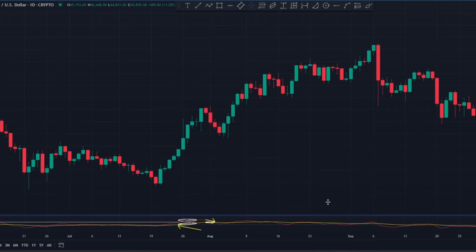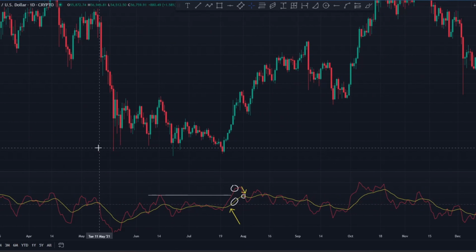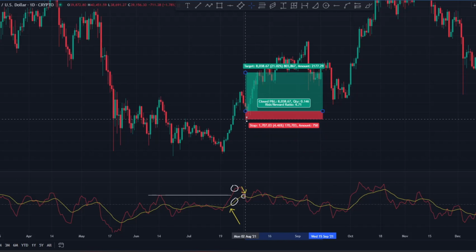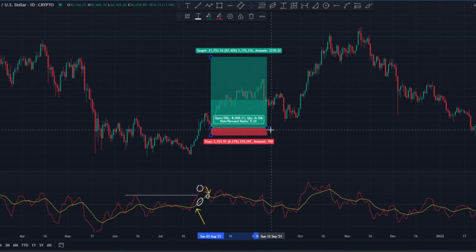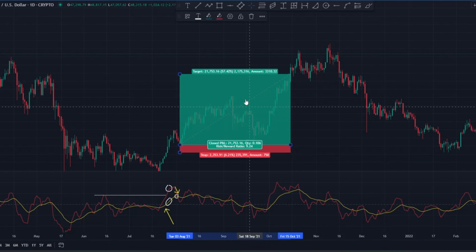Here's an example. On Bitcoin's chart, we see the MACD making a new high, the signal line is sloping upward, and then the MACD reverts back to the signal line. Textbook setup. I place my stop loss just below the pullback, and I aim for the recent high. Boom, the trade plays out perfectly. Look at that. Set my take profit target to the recent high, and boom, nearly 58% profit.